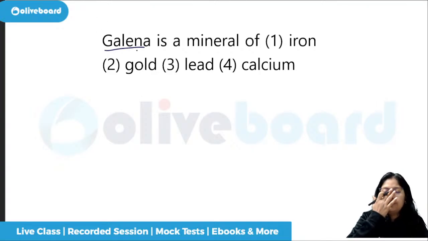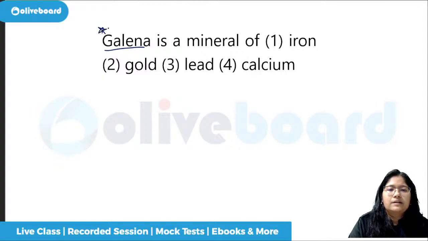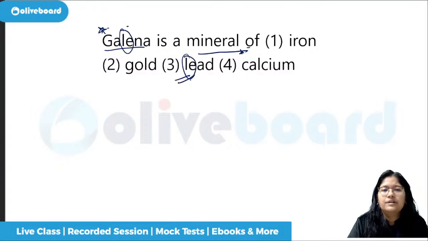Galena is a, so what is galena? Check 4. Yes, last question, correct answer. Yes, start giving the answers in the chat box. It is good. Galena is a mineral of, so what is galena? It is a mineral of lead. So galena is a mineral of lead.